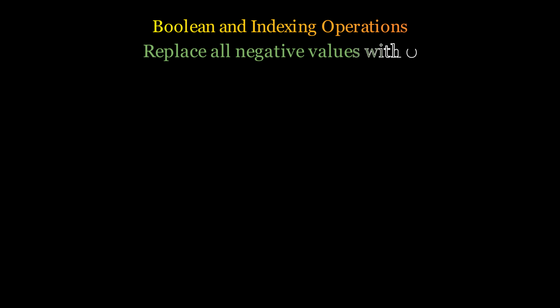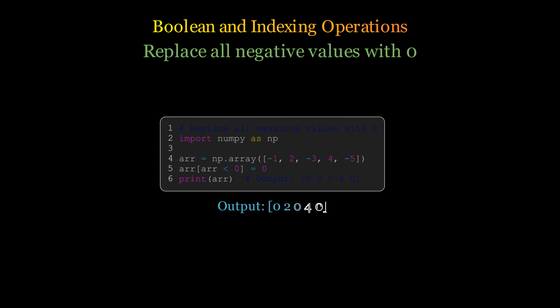Next, we replace negative values with 0 using Boolean assignment. The expression r < 0 creates a mask identifying negative elements. When we assign 0 to these positions, only the negative values are replaced. This is commonly used for data cleaning and thresholding operations.